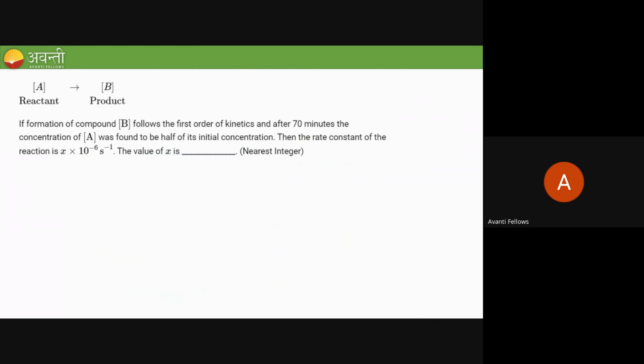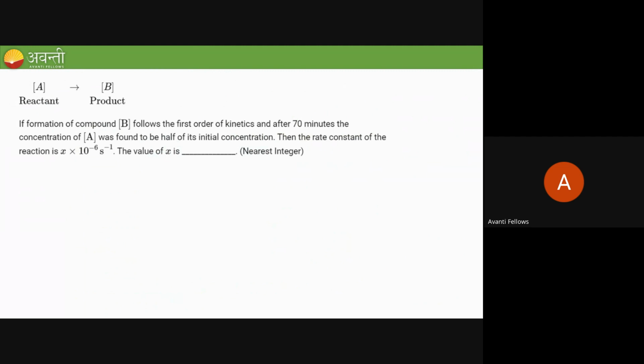Coming to the last question for this session. For a reaction whose reactant is A and the product is B, concentrations of both are given. If formation of compound B follows first order kinetics and after 70 minutes, the concentration of A was found to be half of its initial concentration, then the rate constant of the reaction is x into 10 power minus 6 per second. The value of x is?